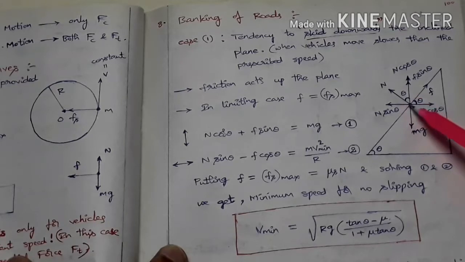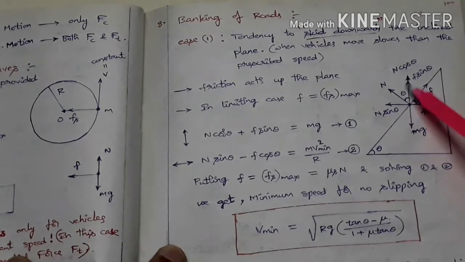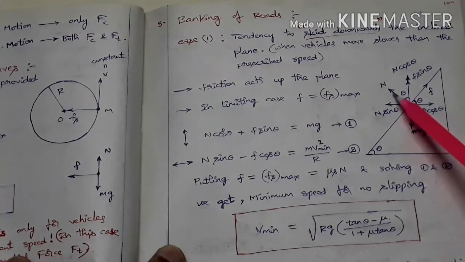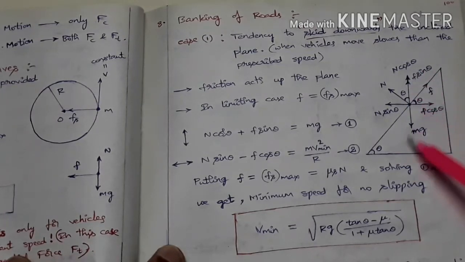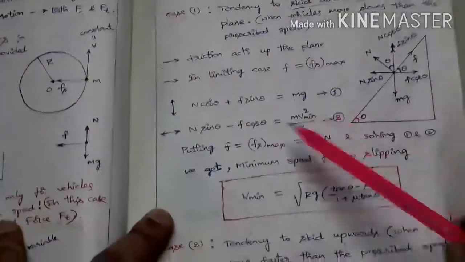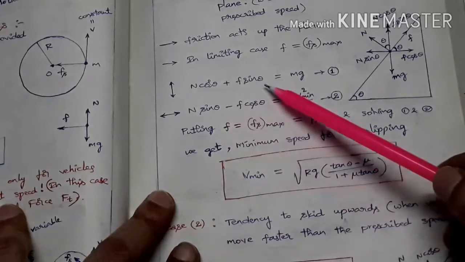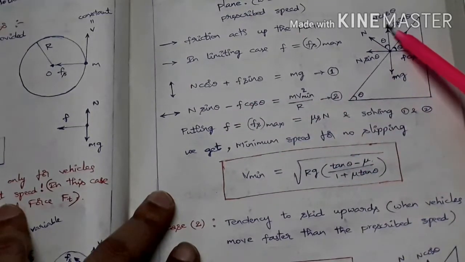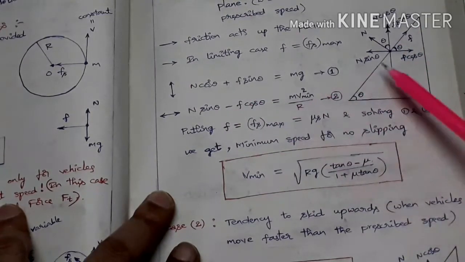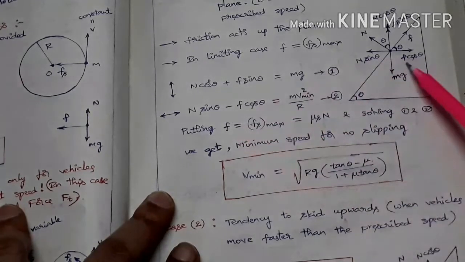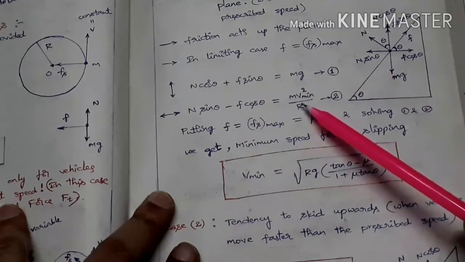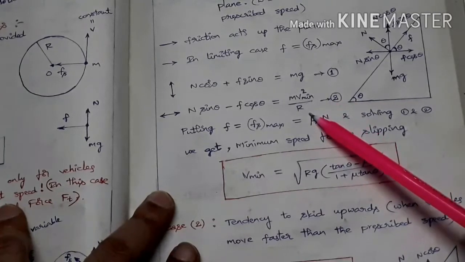The normal reaction N in this direction, mg in this direction, and the friction in this direction: 3 forces. Then we resolve these forces along the x-axis and y-axis. So we resolve N into N sin theta and N cos theta, and f into f sin theta and f cos theta. Mg is along the y-axis, so no problem here. The two equations: in the vertical direction, N cos theta plus f sin theta equals mg. N cos theta plus f sin theta must be balancing mg. Similarly, in the horizontal direction, N sin theta minus f cos theta equals m v minimum square by r.